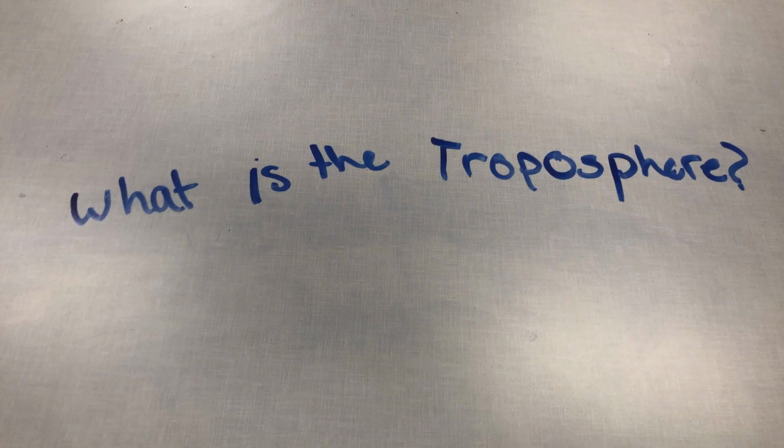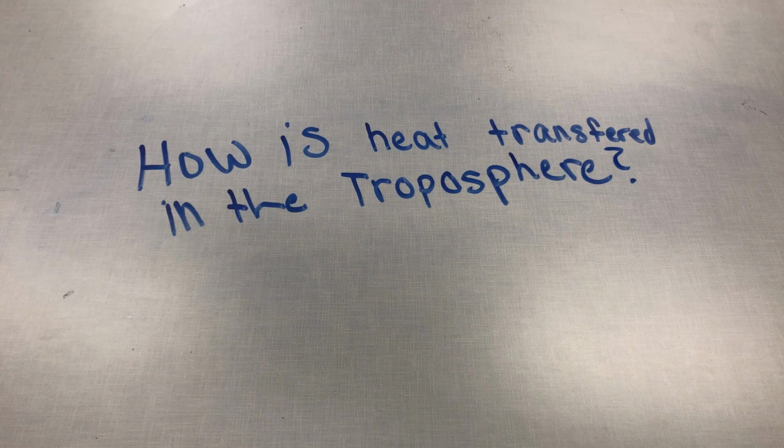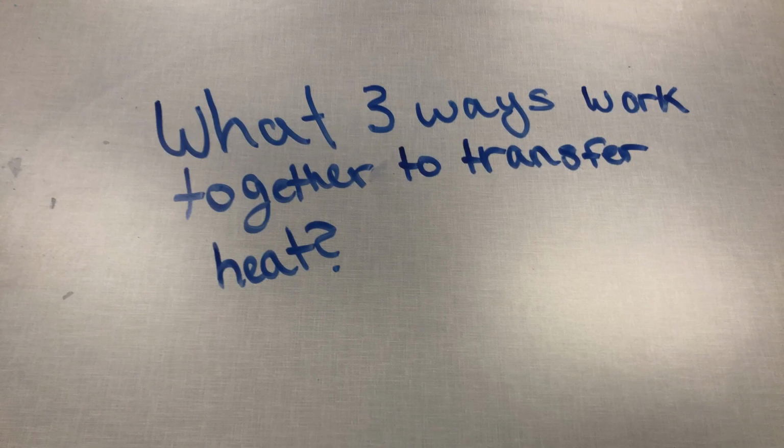What is the troposphere? The troposphere is the lowest layer in the atmosphere. How is heat transferred in the troposphere? Heat in the troposphere is transferred by convection. What are three ways to transfer heat?